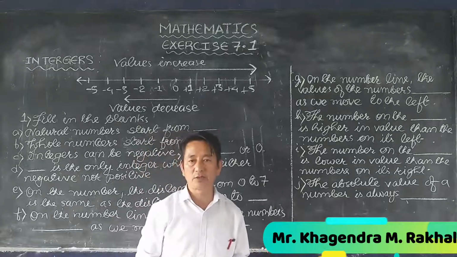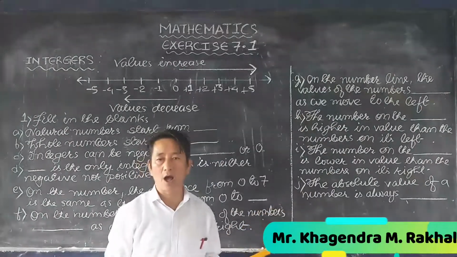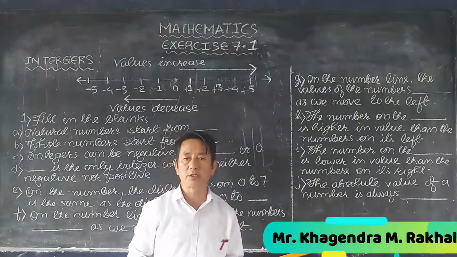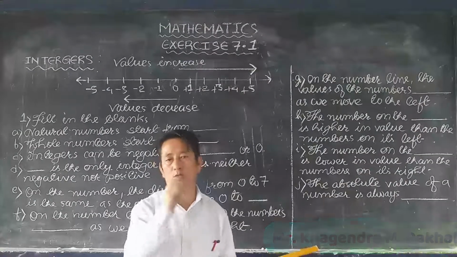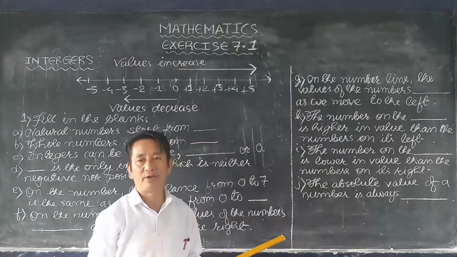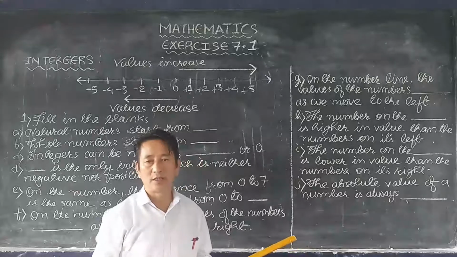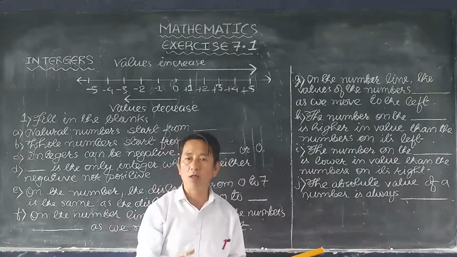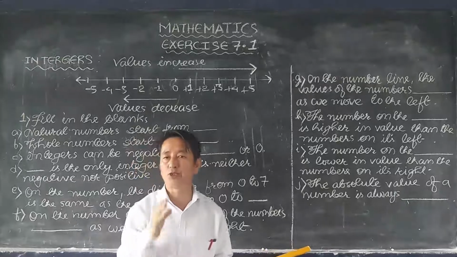First, odd numbers. What are odd numbers? Odd numbers are unpairing numbers. They are not divisible by 2, like 1, 3, 5, 7, 9, and so on. These are the odd numbers, and these numbers are not divisible by 2.